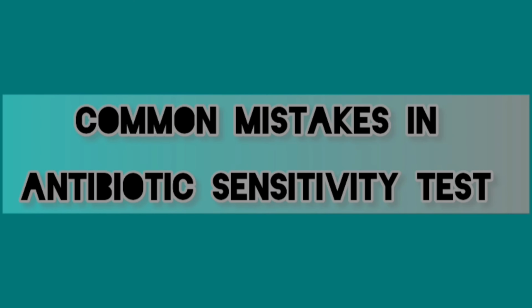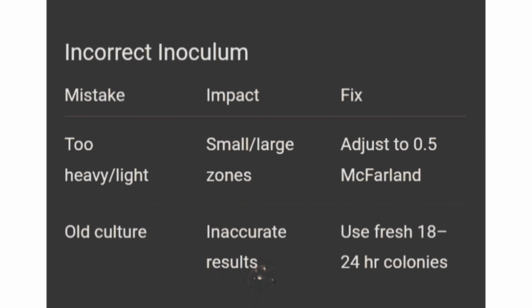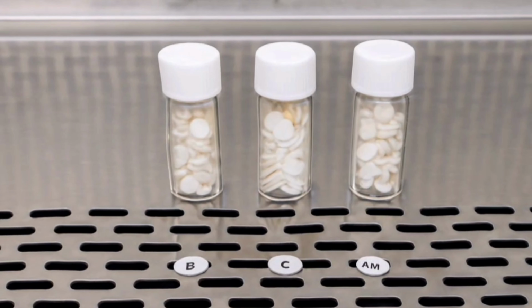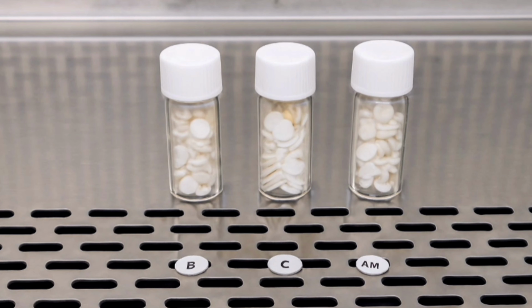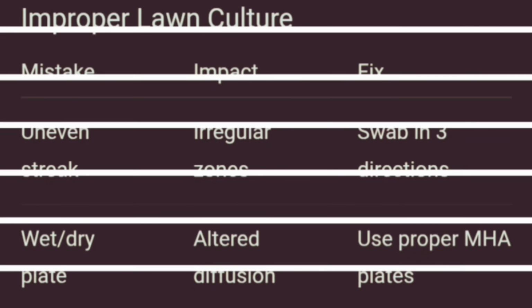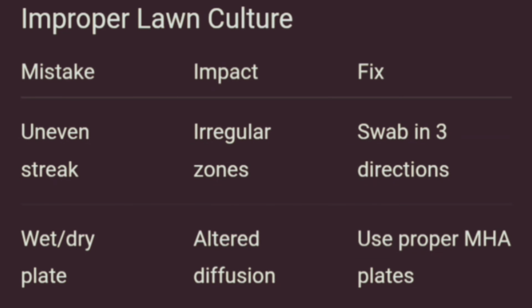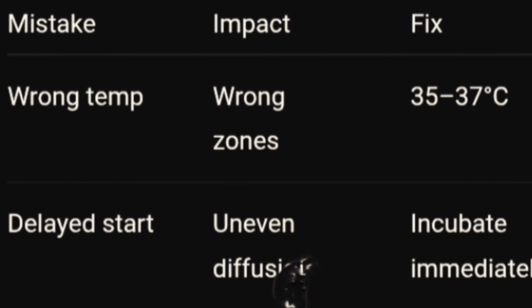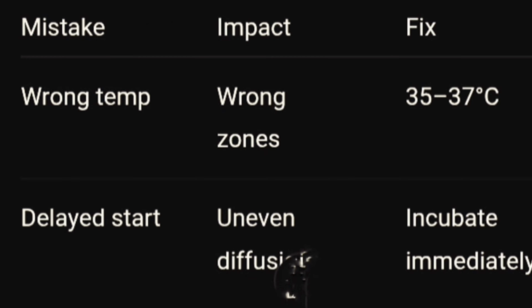Let's move to the common mistakes in antibiotic sensitivity test. The wrong inoculum density. It can be too heavy or too light, which leads to false results. Always standardize the bacterial suspension. Using expired antibiotics leads to weak potency of drugs and can result in false resistance. The improper lawn culture is another common mistake. Patchy or uneven growth is noticed in the plates, so always remember to swab in 3 directions. Incubating the plates at the wrong temperature and wrong time leads to incorrect zone interpretation.